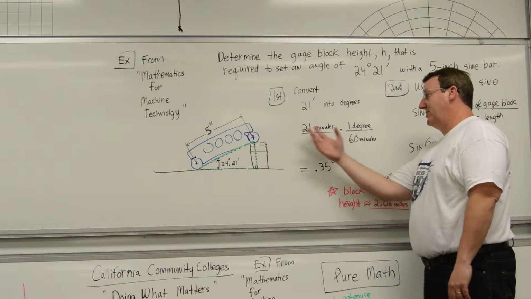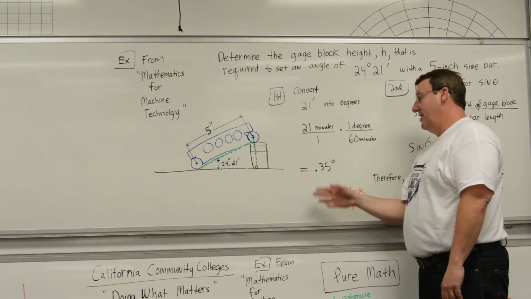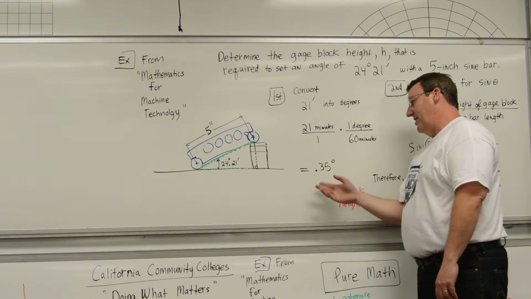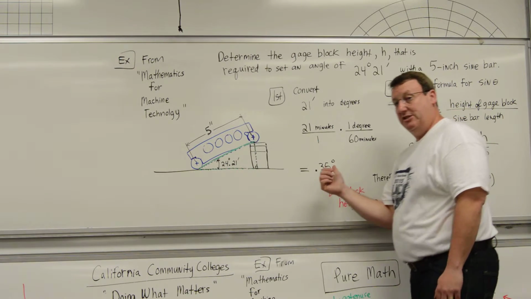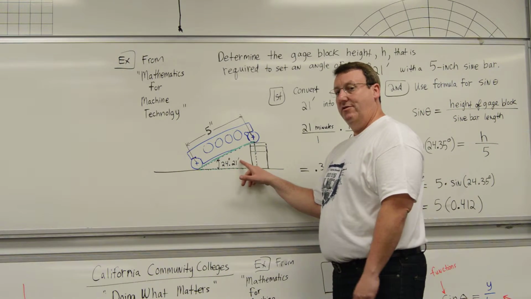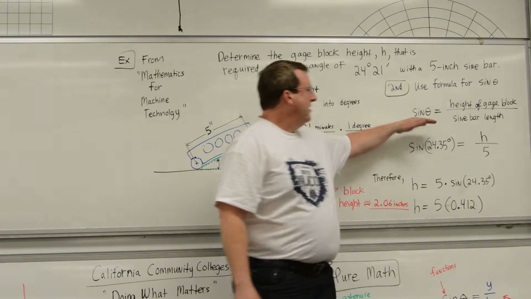So now it turns into just a multiplication of a fraction. Multiply numerator times numerator, top times top. And do your math, get a calculator out, and you turn this 21 minutes into 0.35 degrees. Now I know that angle, and I can use a calculator with that as my input. So let's look at this.